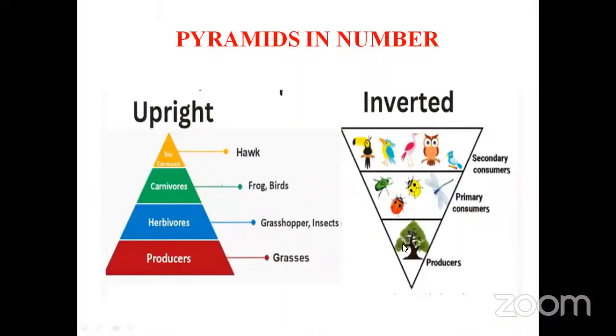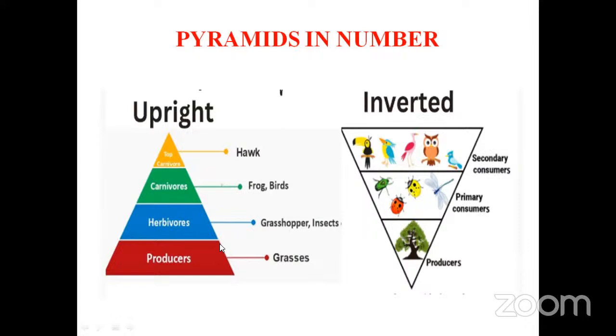Is the slide visible to you? Yes, sir. Right. Pyramids of number are almost always in the upright direction. If you take the grass ecosystem, grass is highest in number, the grass-dependent herbivores somewhat lower, carnivores lower still, and the top very low. That's why this is upright.